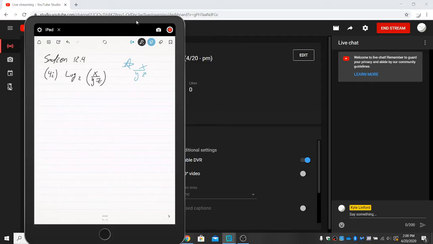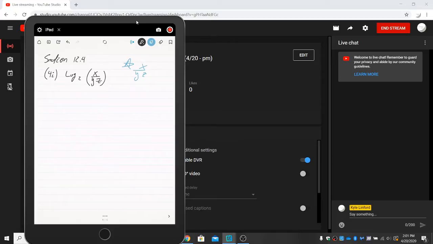That's the argument. Our goal when expanding an expression is to have each of these terms in the argument, the x, the y, the z, having all of them be their own logarithmic expression. What I mean is I want a log of the argument x, a log of the argument y, a log of the argument z.